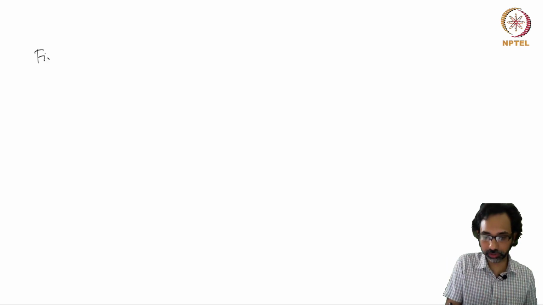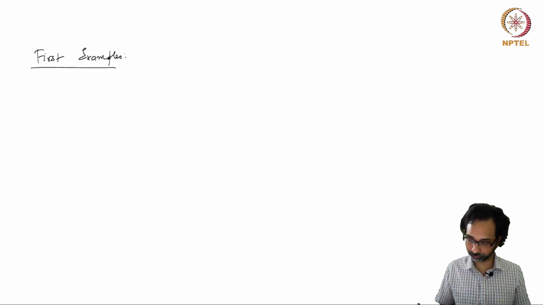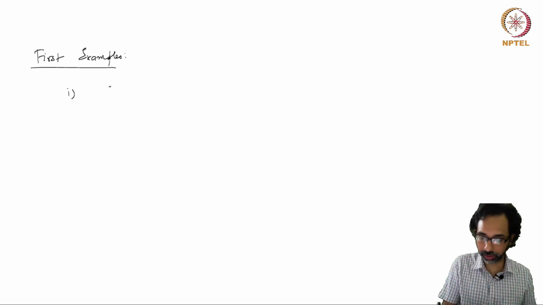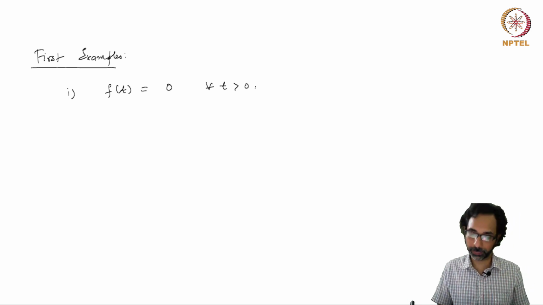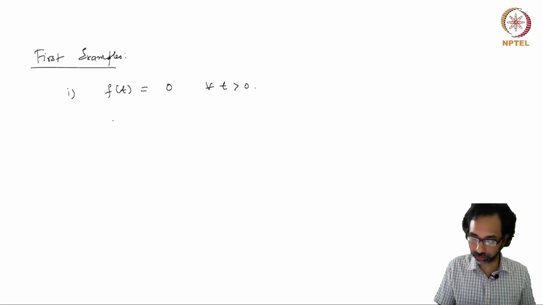Now let us compute some examples of Laplace transforms. So the first example is f(t) equal to 0 for all t greater than 0. So this is an easy example.